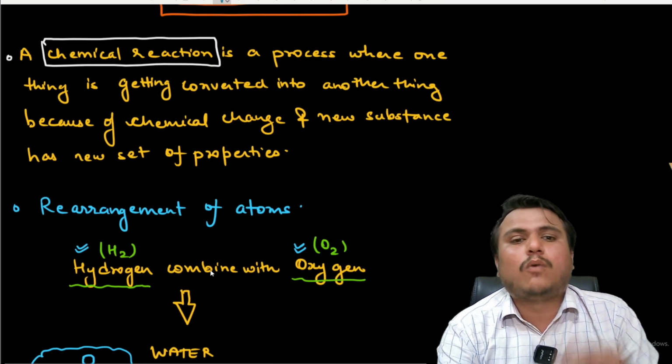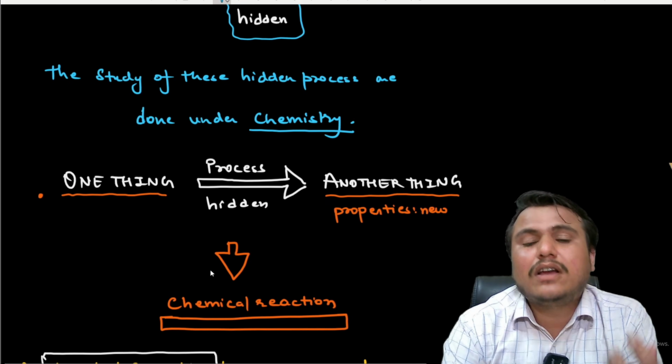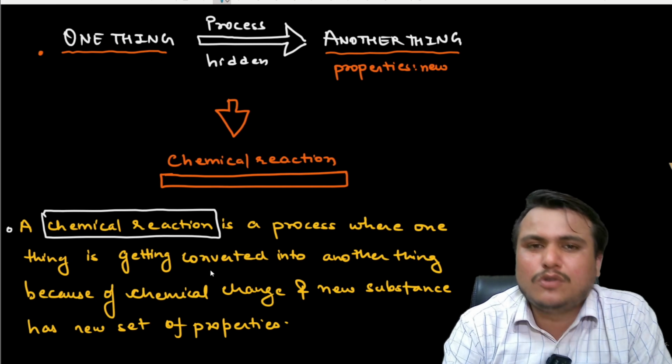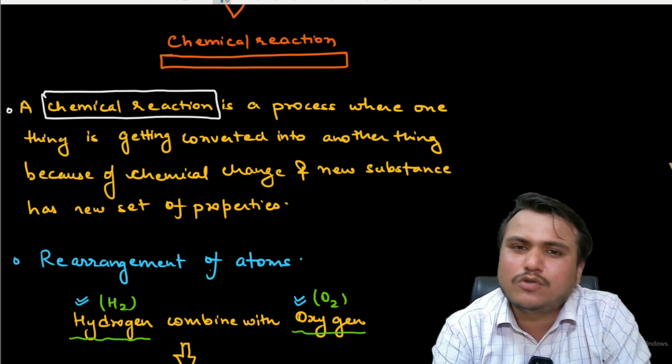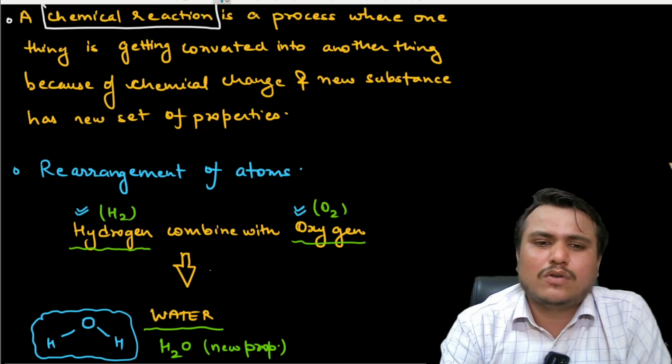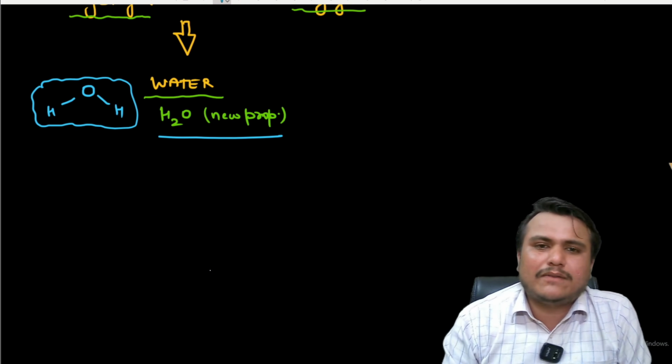So I hope you know now what chemistry is, what a chemical reaction is, and how to express a chemical reaction in the form of a definition, or in a word. Is that clear? Very good. So let's move ahead.